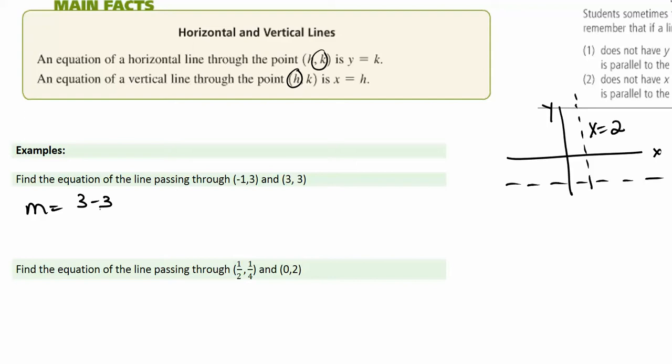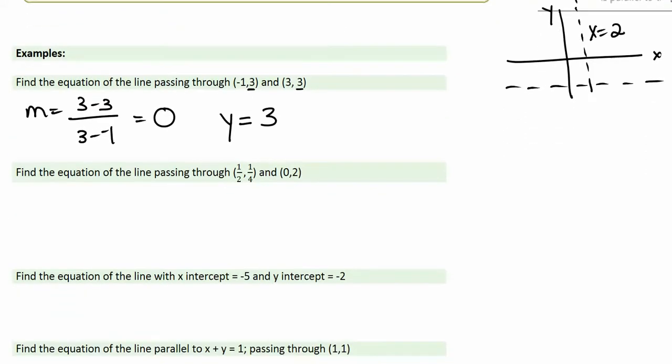So 3 minus 3 over 3 minus -1. Immediately you see that the slope is 0. When you have a slope of 0, it's going to be a horizontal line. So the equation of the line is just y equals whatever the k is. Notice you have the same value. For horizontal lines, the points on the line always have the same y value. For vertical lines, the points on the line always have the same x value.